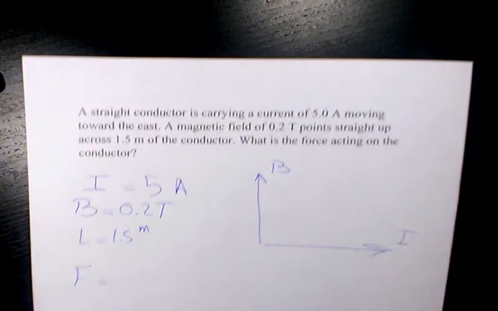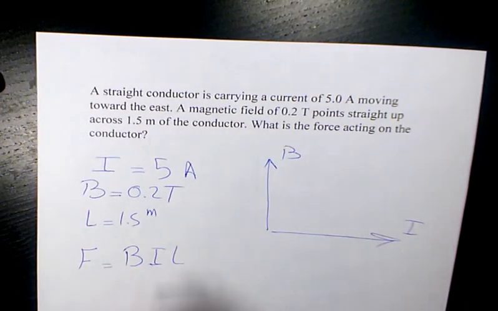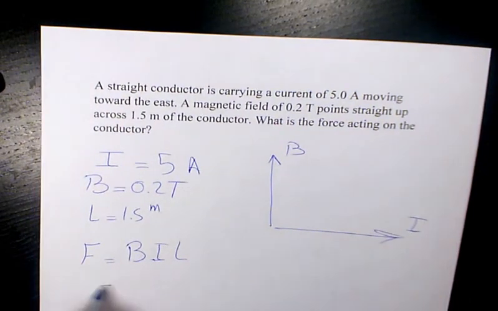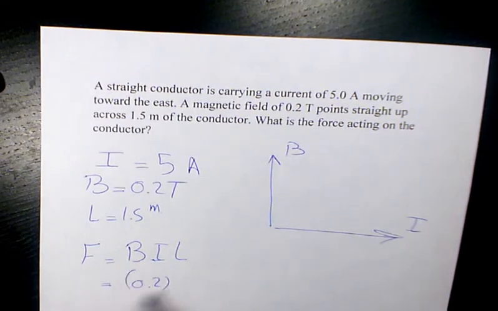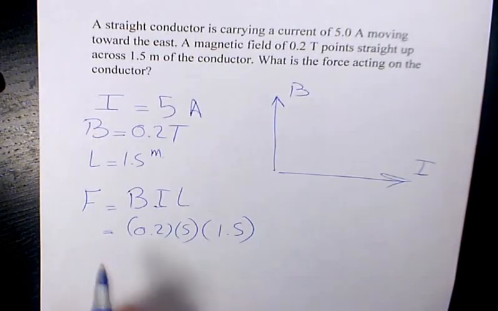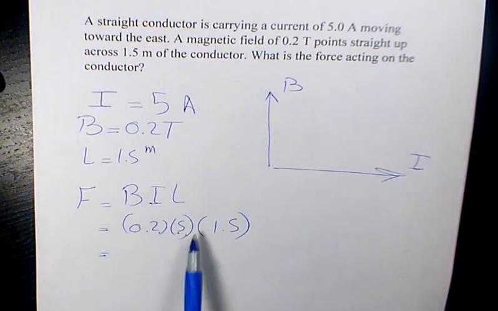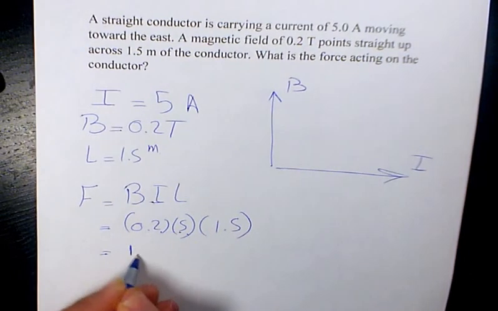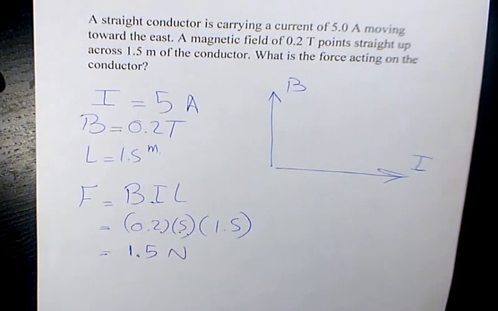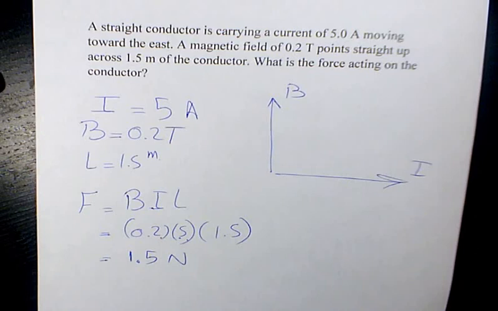So since they are perpendicular, F equals BIL, sine 90 is 1, so I don't need to write it, 0.2 times 5 times 1.5. Here again, we don't need to use a calculator. 2 times 5 is 10, so 0.2 times 5 is 1. 1 times 1.5 is going to be 1.5 Newton. That's how we calculate it. So that's the magnetic force in terms of Newton.